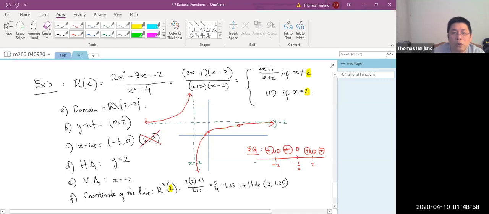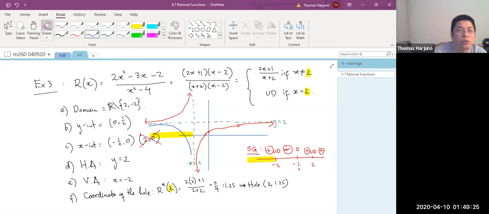Okay, so between -infinity to -2, it should be above the x-axis. Between -infinity to +2, it should be above the x-axis. Now, if your graph were to go down from the horizontal asymptote, then you violate it: there's some part to the left of x equals -2 where you get a negative value, which is not supposed to happen.